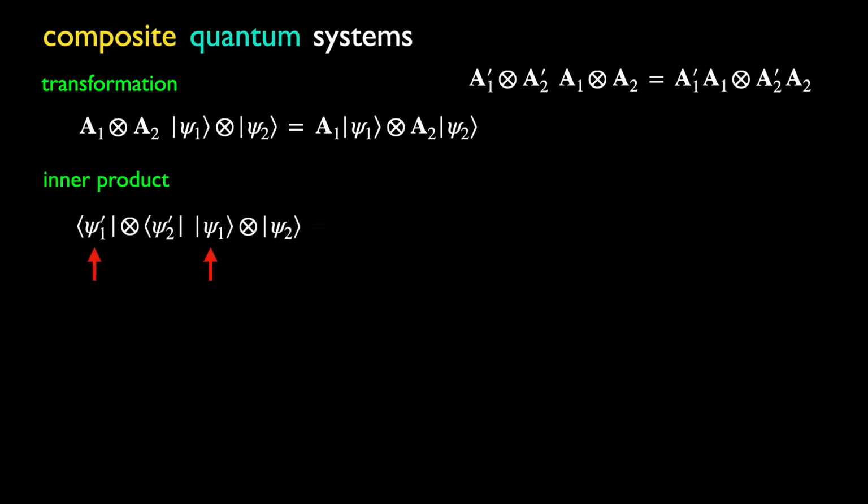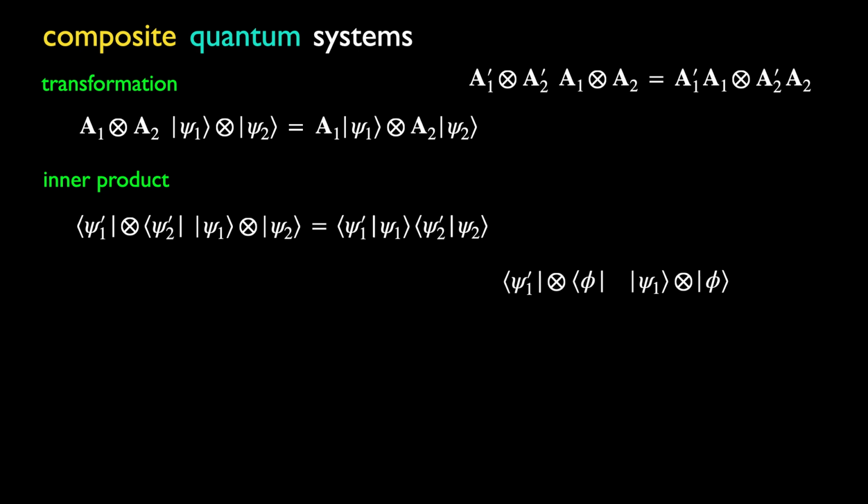Cats contract with bras in their corresponding slots, and the result is just a product of inner products. We can justify this rule by an example. Suppose we would like to take the inner product of these two composite states, assuming that all the single system states are normalized. Notice that the state for system 2 for these two vectors are the same. The two composite states differ by just the state of system 1. State phi is just tagging along for the ride.